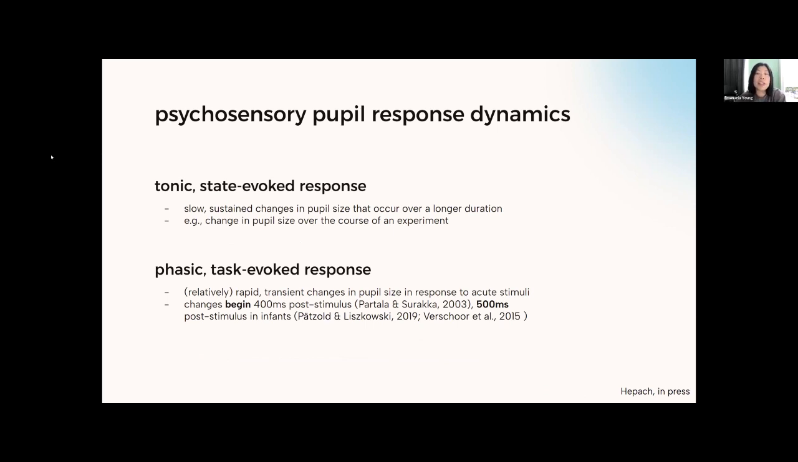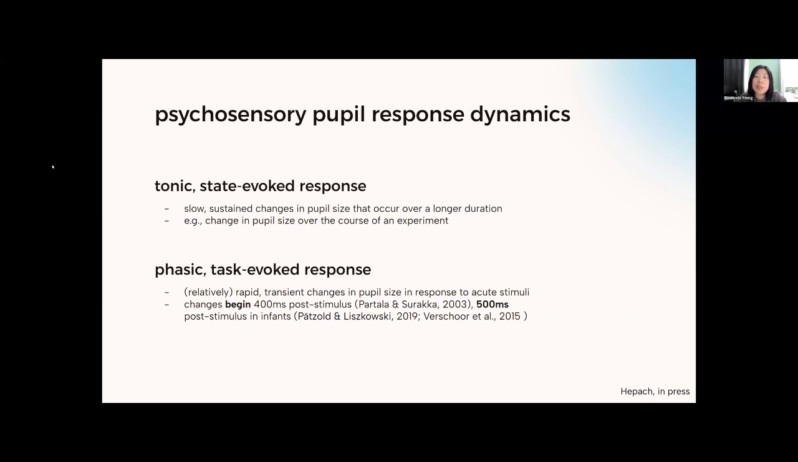So the PPR can be further divided into two categories of response based on their dynamics. So this is, of course, assuming that luminance or light levels remain constant. The first is the tonic or the state evoked response, which is a slow, sustained change in pupil size that occurs over a longer duration. Tonic pupil size is thought to reflect a subject's arousal state in the same way that heart rate or skin conductance might.